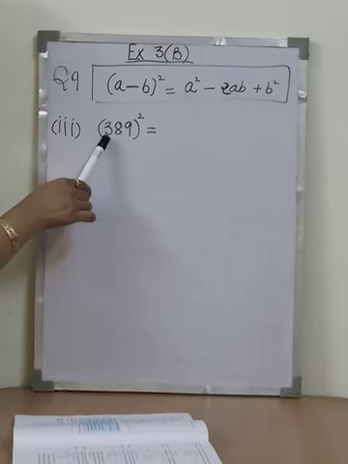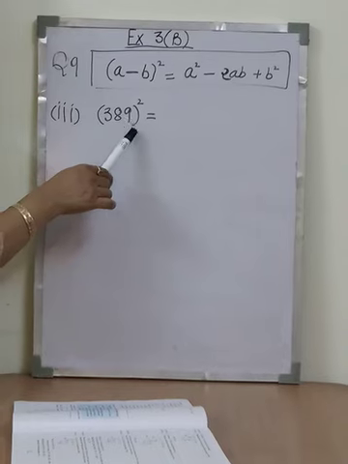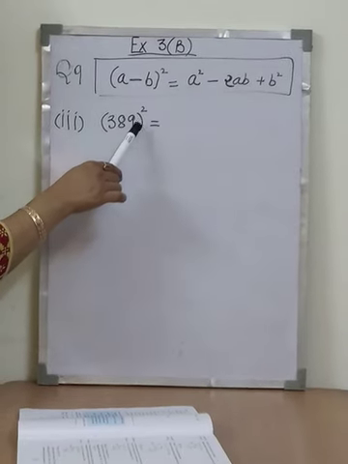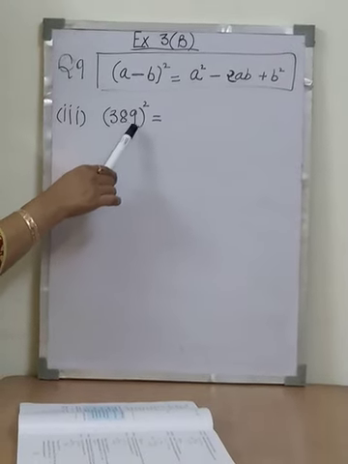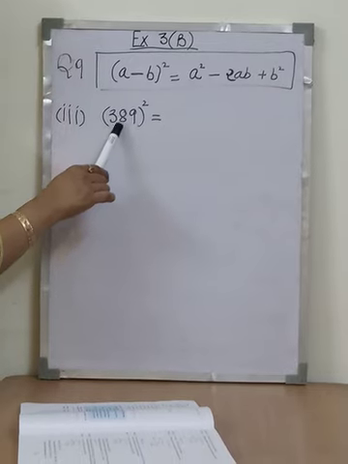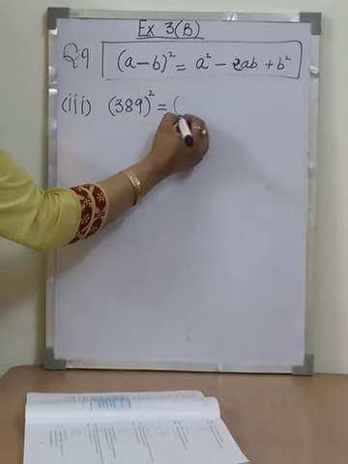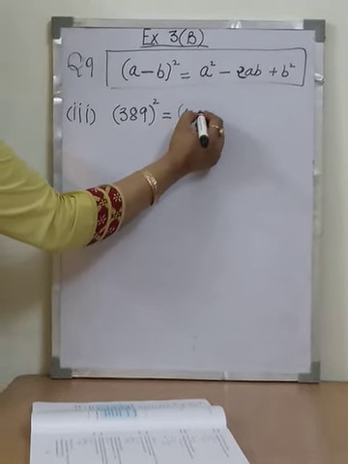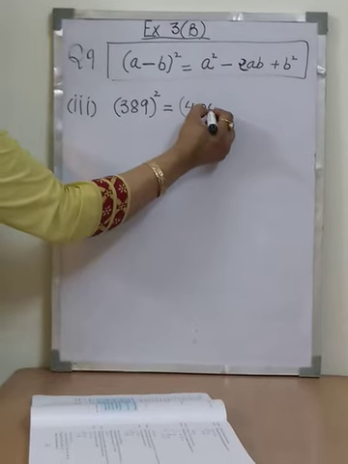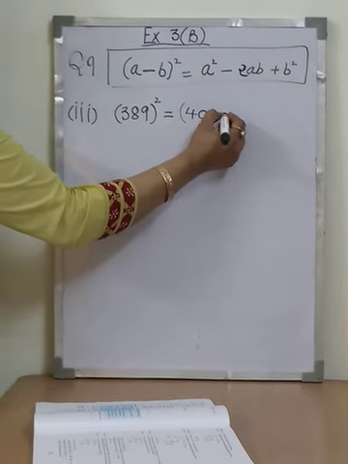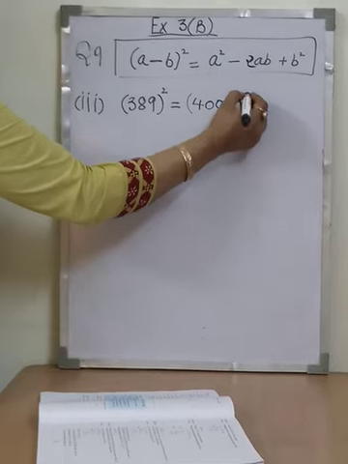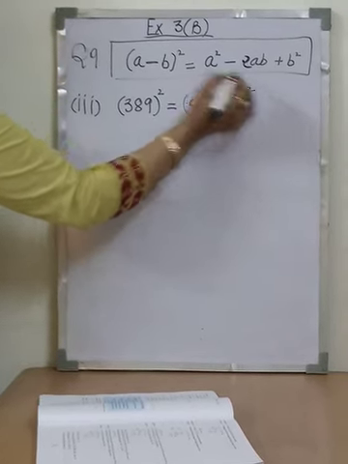If you think, you can write 300 plus 89. That will become the square of 89, which will be cumbersome to find. To avoid the positive, we apply the negative. So what do we write in place of 389? 400 minus 11 whole square. Okay.